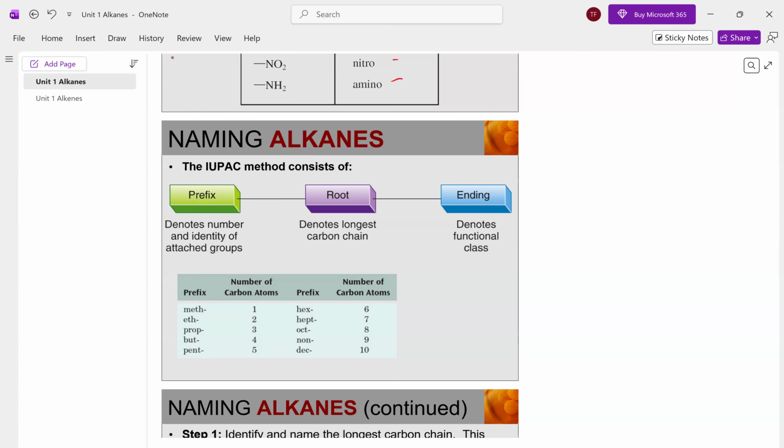Okay, three parts. We have a prefix, which means branches, the backbone in the middle, and the ending is the functional class. Each functional class has a unique ending. Like alkanes, they all end in A-N-E. Alkenes end in E-N-E. Alcohols end in O-L. So they have a unique ending. This is backbone.